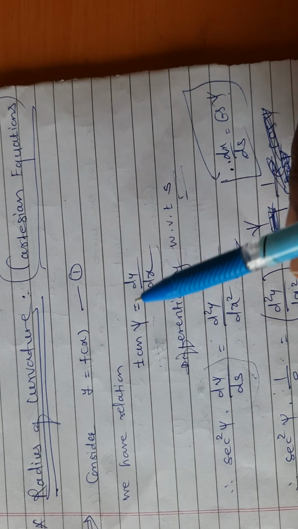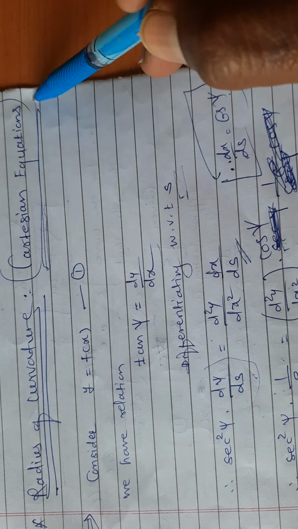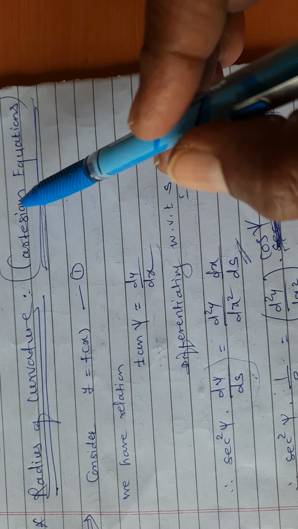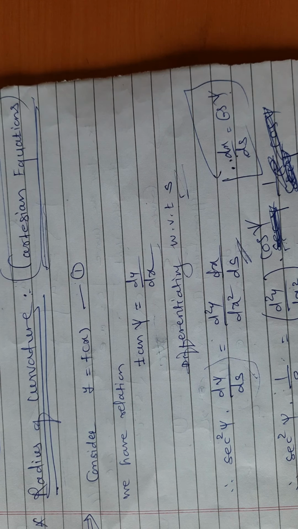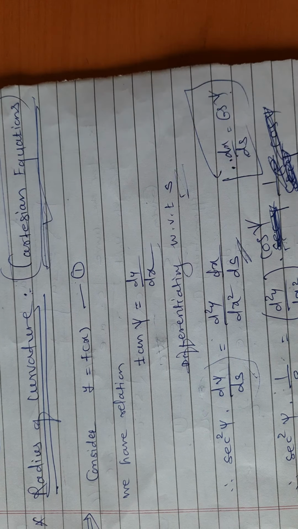आता आपण काय करू, रेडियस ऑफ कर्वेचर काढू. कोणत्या इक्वेशनचं, इफ द गिवन इक्वेशन ऑफ कर्व इन कार्टेशियन फॉर्म. जर त्याचं कार्टेशियन फॉर्ममध्ये जर इक्वेशन दिलं असेल तर काढू. थेरी बघू. वाय इक्वल टू एफ एक्स इज द इक्वेशन ऑफ द कर्व इन कार्टेशियन फॉर्म. We know derivative of y with respect to s is tan psi. Psi is the angle made by tangent to the positive x-axis.